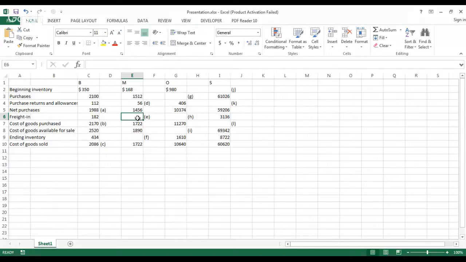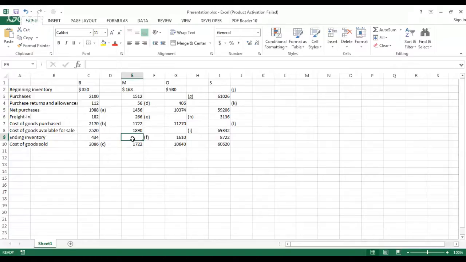For E, we're doing freight in. Freight in is the cost of goods purchased minus net purchases. So do cost of goods purchased minus net purchases. It comes out to be 266.